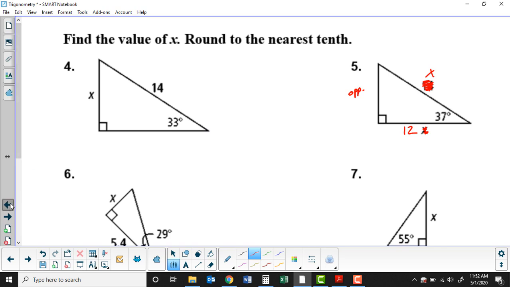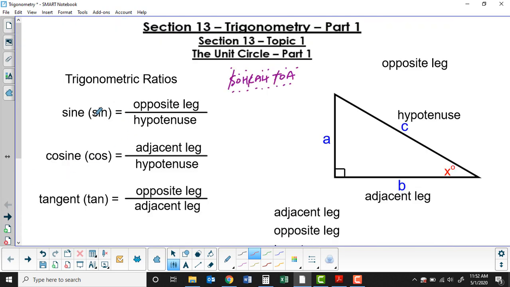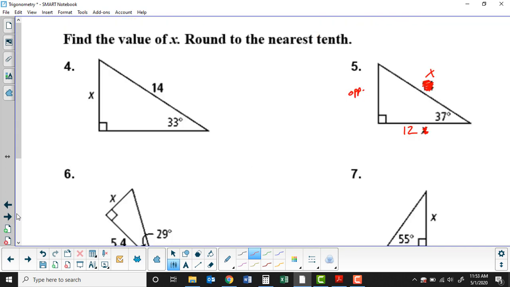And if you look back at this, both sine and tangent have opposite leg in them. So the only one this can be is cosine. That's all it can be. All right. So let's go back to this problem.